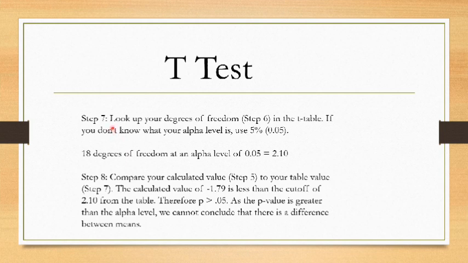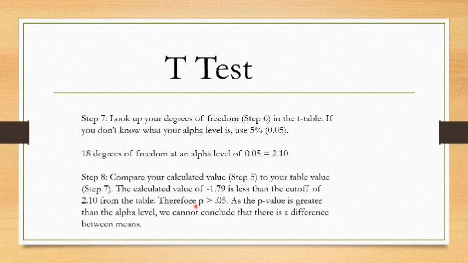T-test. Ito na yung step 7 po natin. Look up for your degrees of freedom in the T-table. If you don't know what your alpha level is, use 5% which is 0.05. 18 degrees of freedom at an alpha level of 0.05 is equals to 2.10. So at this part, yung 18 degrees of freedom natin with an alpha level of 0.05 is equal to 2.10. So ayun po yung step 7 po natin.